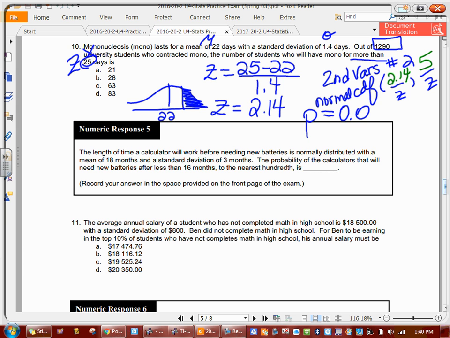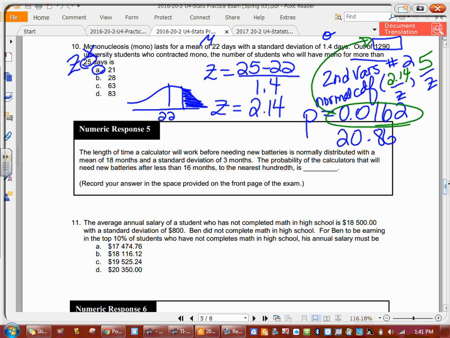So this number now is the number we're going to multiply by our people to find out how many actual people it affected. So how many people will have mono for more than that? Well, when you multiply it by the people, you're going to get 20.86. So you're going to round that up to how many people? 21 people. Now, if there was a choice of 20 or 21, there is no other choice of 20. You never round people up. You should actually say only 20 people. You can't have 0.86 of a person.